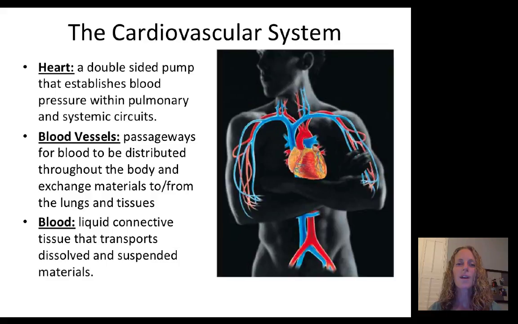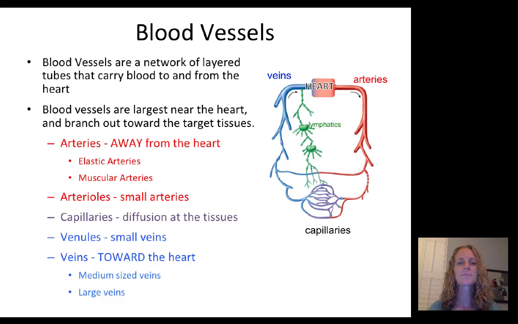A brief review of the cardiovascular system. We covered the anatomy of the heart in lecture number 10. The heart is a double-sided pump that establishes blood pressure. The blood vessels then carry that blood, and the blood is a liquid connective tissue that transports dissolved and suspended materials. Blood vessels are a network of layered tubes acting in a closed circulatory system with the heart. They carry blood to and from the heart. Blood vessels are largest near the heart and branch out towards the target tissues.